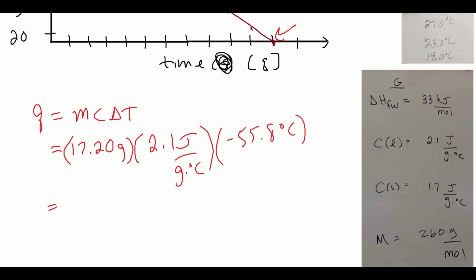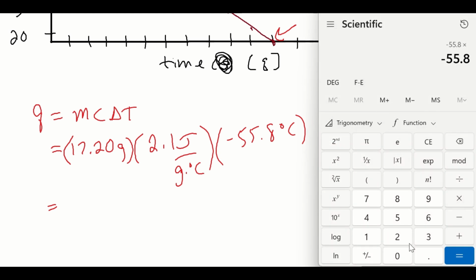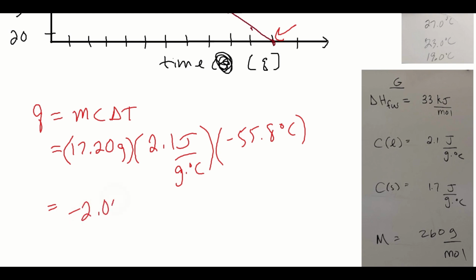So the heat released through the first leg, which is the decrease in temperature of the liquid phase, is right there in joules. I'm going to convert this to kilojoules by moving the decimal over 3 times to the left. So negative 2.02 kilojoules is how much heat was lost during that leg of the journey.